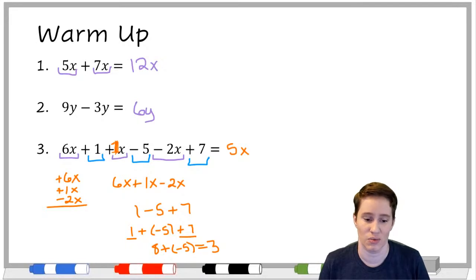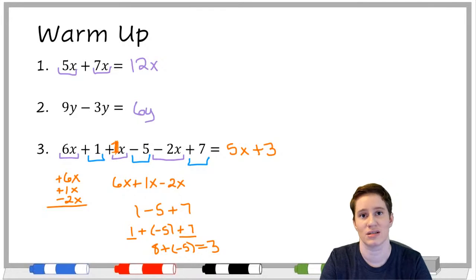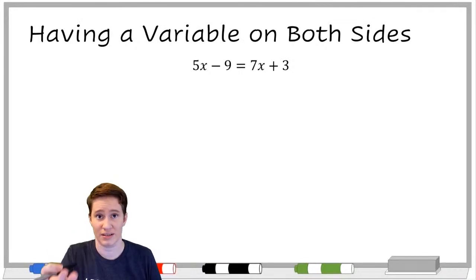Anyway, so we get 8 minus 5 is 3, so this would be 5x plus 3. So that's how we add and subtract like terms. It's just a friendly reminder before we get started with today's topic, which is solving equations with variables on both sides. Alright, so here is an example of what we're even talking about when we talk about an equation that has a variable on both sides.